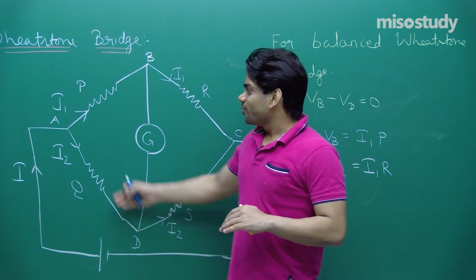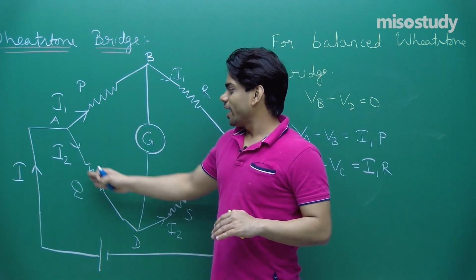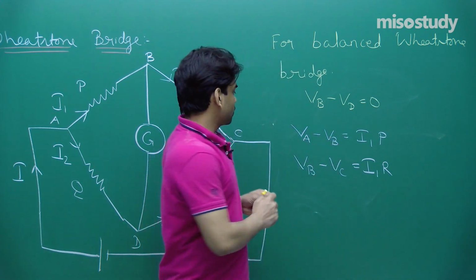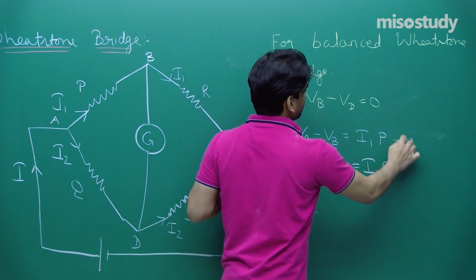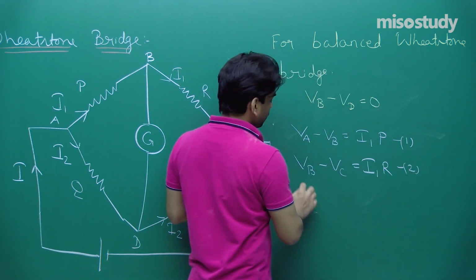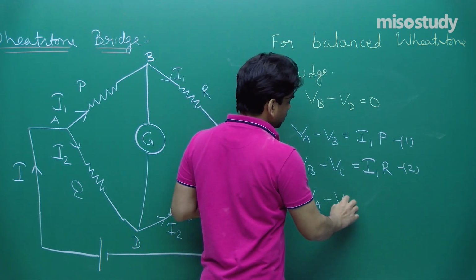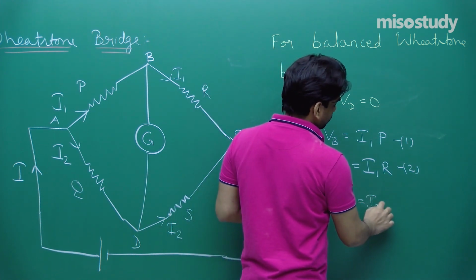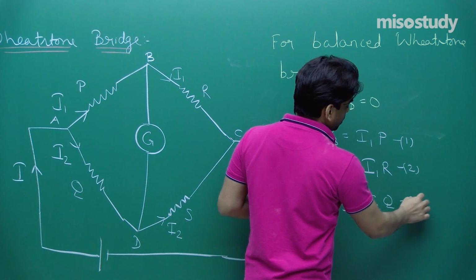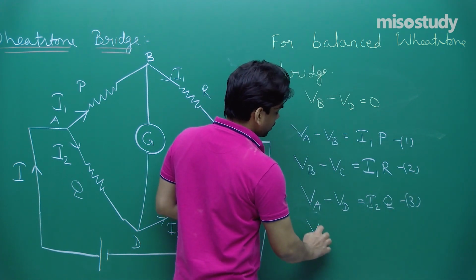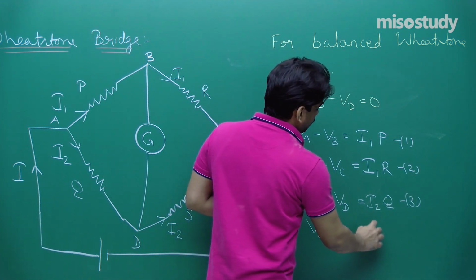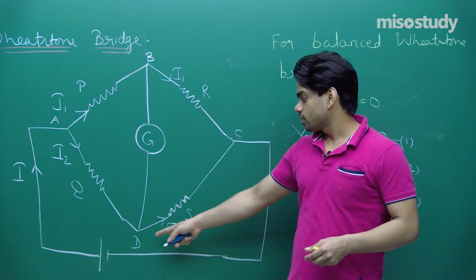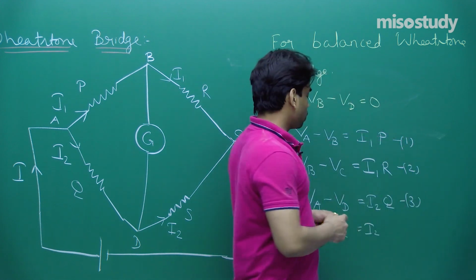Next thing, again you see VA minus VD will be equal to I2 into Q. So here I am going to express this as equation number 3: VA minus VD is equal to I2 into Q. And one more equation you can directly check: VD minus VC will be equal to I2 into S. That will be equation number 4.